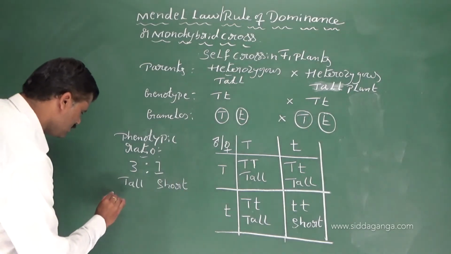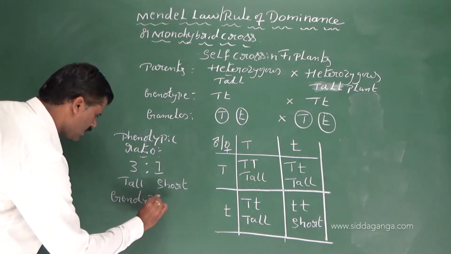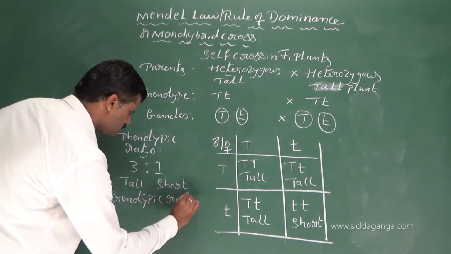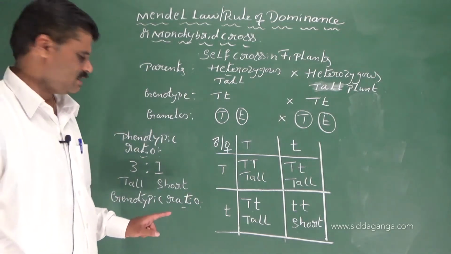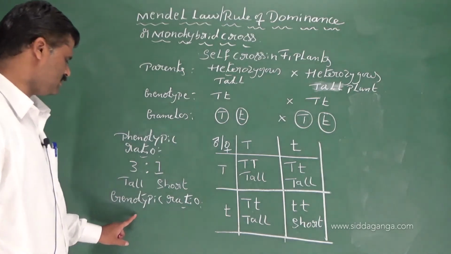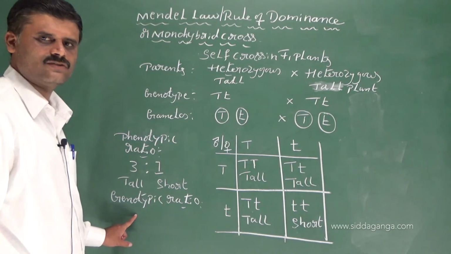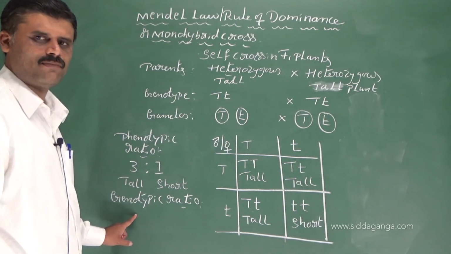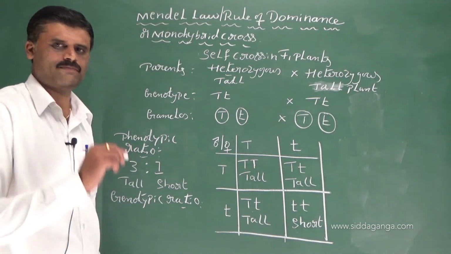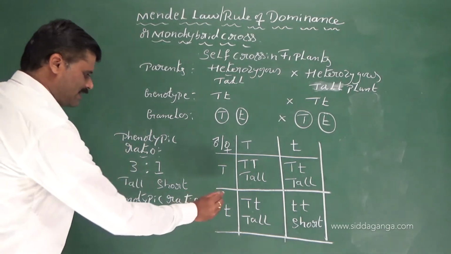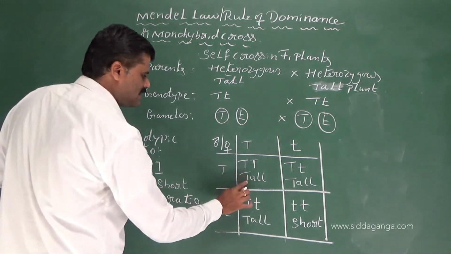Then next is genotypic ratio. What is genotypic ratio? Genotypic ratio is nothing but the genetic constituent of an organism. Genotypic ratio is nothing but the genetic makeup or genetic constituent of organisms, meaning which type of genes the organism contains for a character.